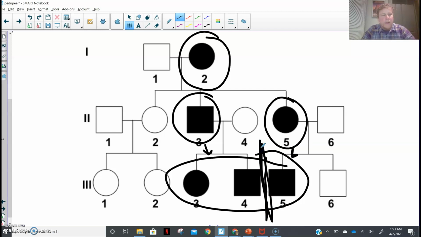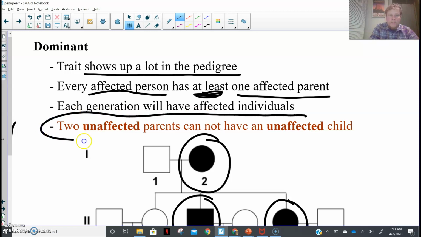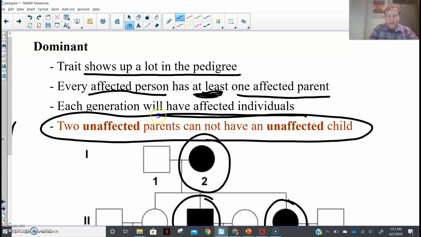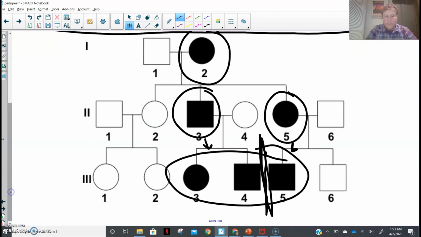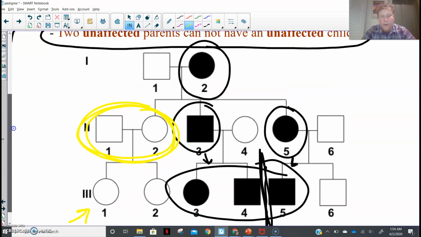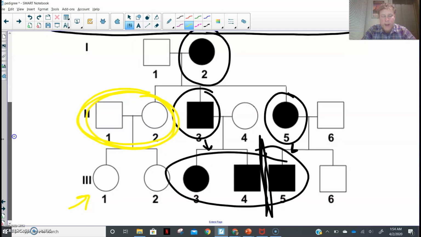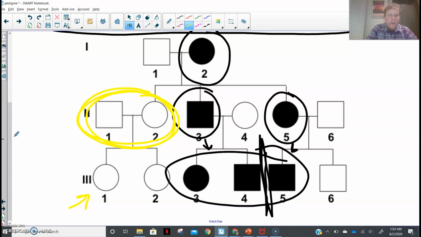But if we go back up to the top, two unaffected parents cannot have an affected child. So it's kind of the opposite of what we talked about. Right here, look, if we have two parents that are not affected, can they have any children that are affected? No. So again, if you look, there's a lot of people in this pedigree that have it. It can't skip any generations, and we don't have anybody that's missing the trait have a child with the trait.